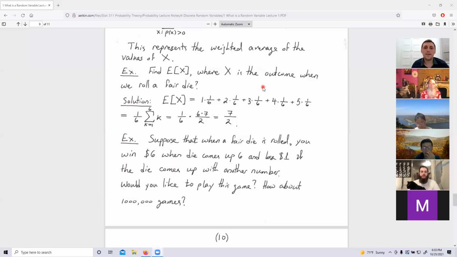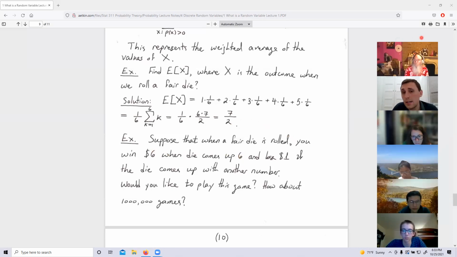Now, suppose that when a fair die is rolled, you win $6 if the outcome is 6, and for every other outcome you lose $1. Do you want to play the game? Maybe you don't like the game, it's not exciting enough.